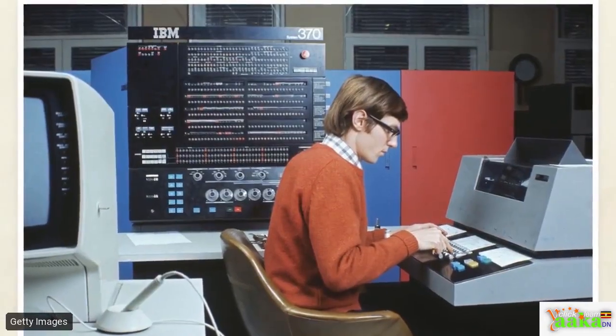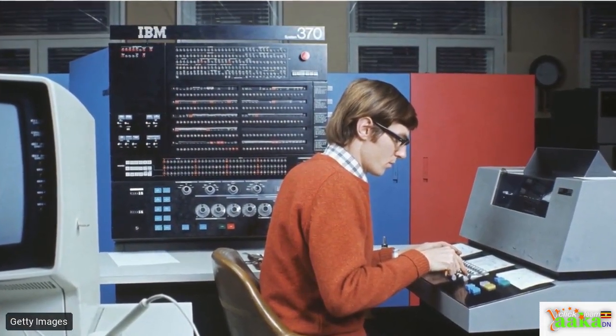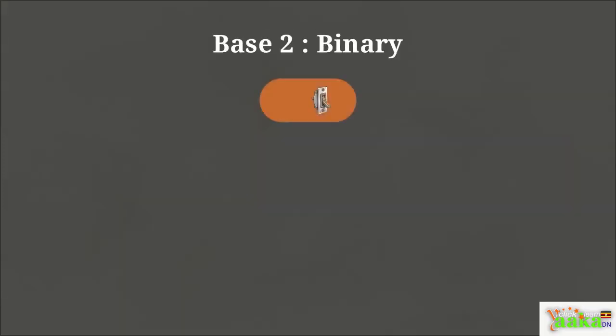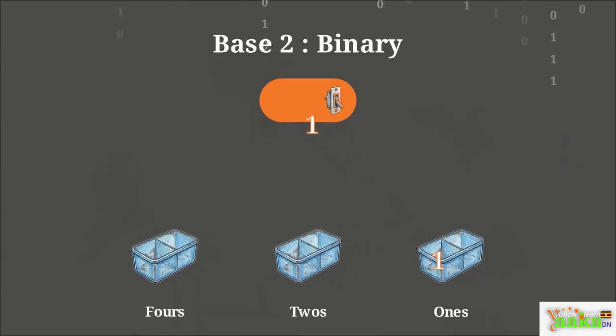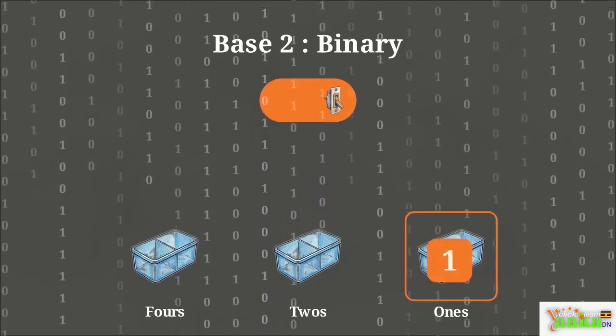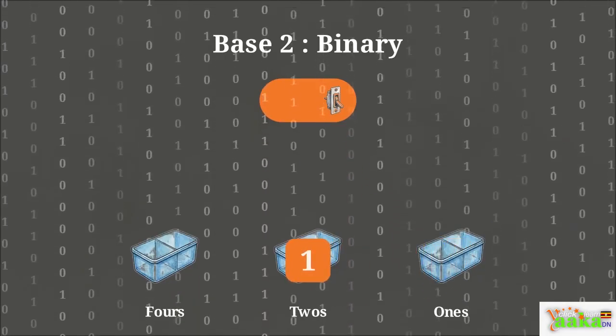Computers group data using 2 states, on or off. This is base 2, or binary. To understand how digital technology processes information, we have to learn how to count using that specific bundle size.